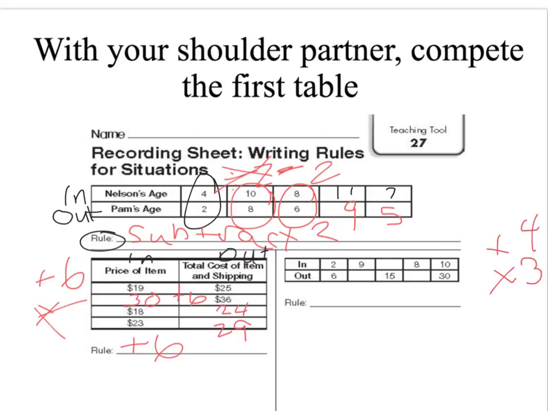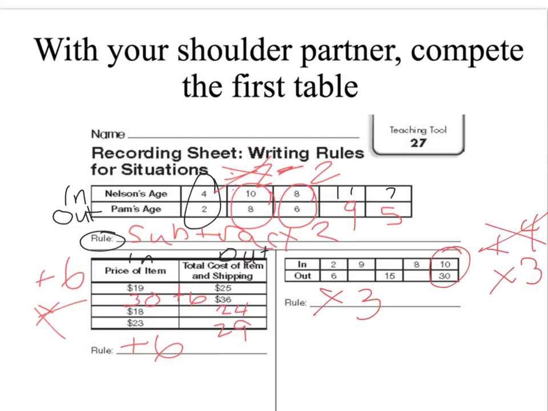So I need to figure out which one of those rules is going to work for all the numbers. Well, the only other pair that I have is the last set of numbers. So 10 to 30. If I add 4 to 10, I do not get 30, so we know that cannot be the rule. If I multiply 10 by 3, I do get 30. So the rule must be multiplying by 3.